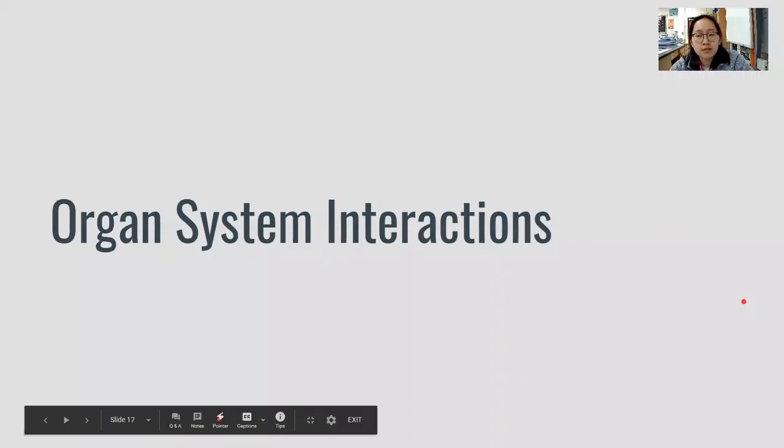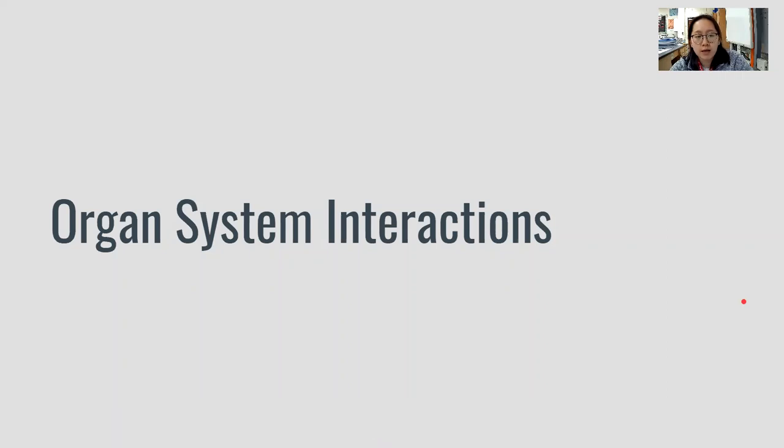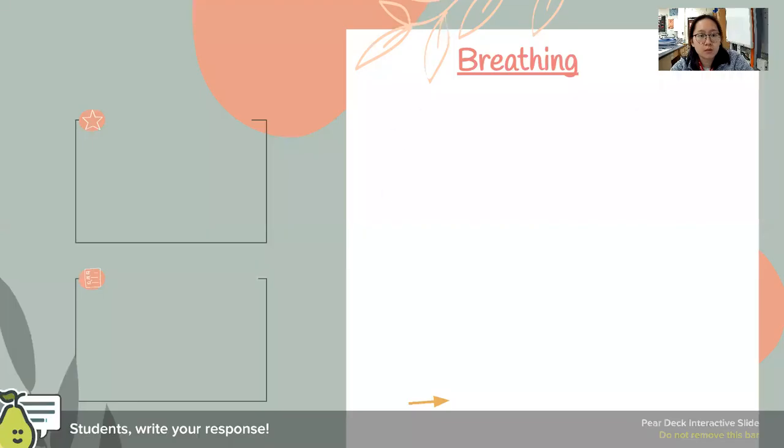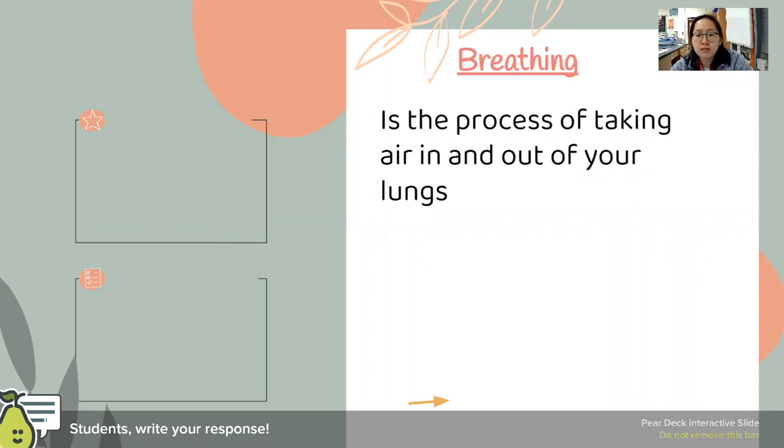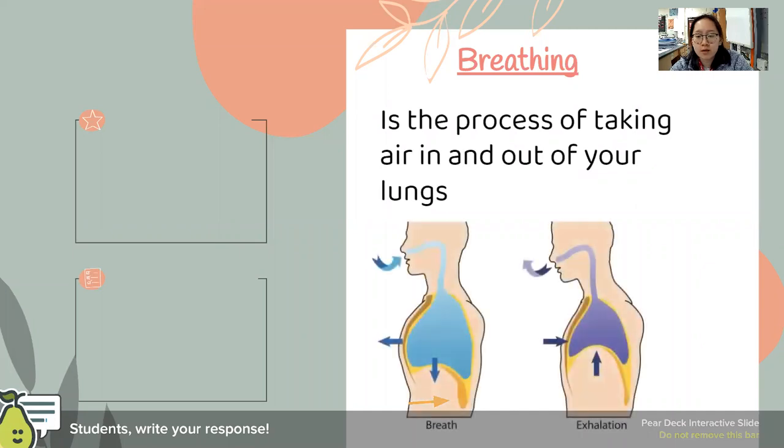So let's talk about some organ system interactions now that we've gone over the actual organ systems. Breathing is the process of taking air in and out of your lungs, as shown by the diagram, inhalation and exhalation.